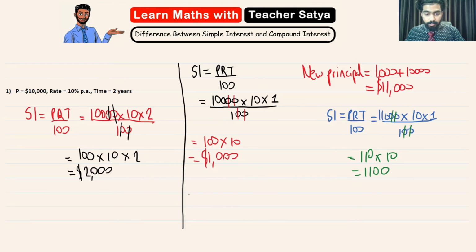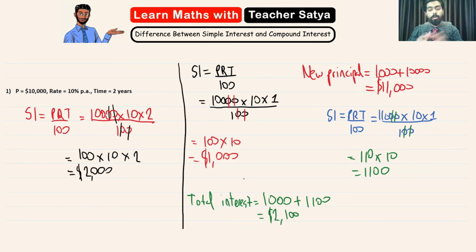What this means is that the total interest that we have got in these 2 years, the first year we have got 1,000, and the second year we have got 1,100, which is equal to $2,100. So as you can see here, whenever we use compound interest, the interest will be greater than the simple interest. All right guys, so in this case we have got $100 more than the simple interest. And that is the main difference in simple interest and compound interest, guys.